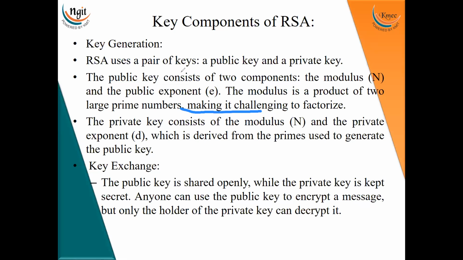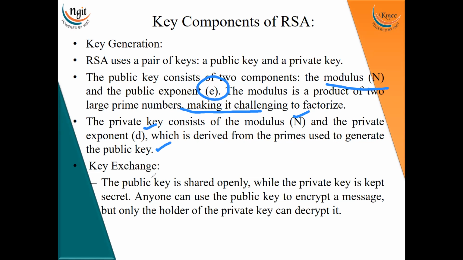The public key mainly has two components. One is the modulus, symbolized with N, and the other component is the exponent, symbolized with E. The modulus is the product of two large prime numbers, making it hard to factor. Now, a private key consists of two parts. One is the modulus and the other is the exponent, which is derived from the primes used to generate the public key.